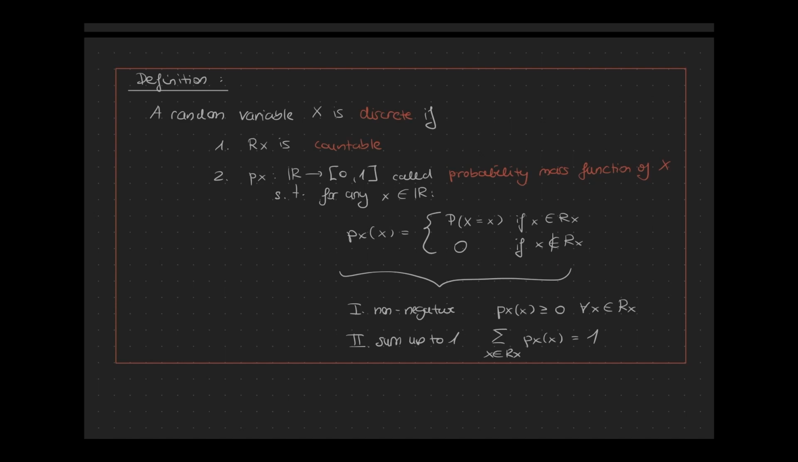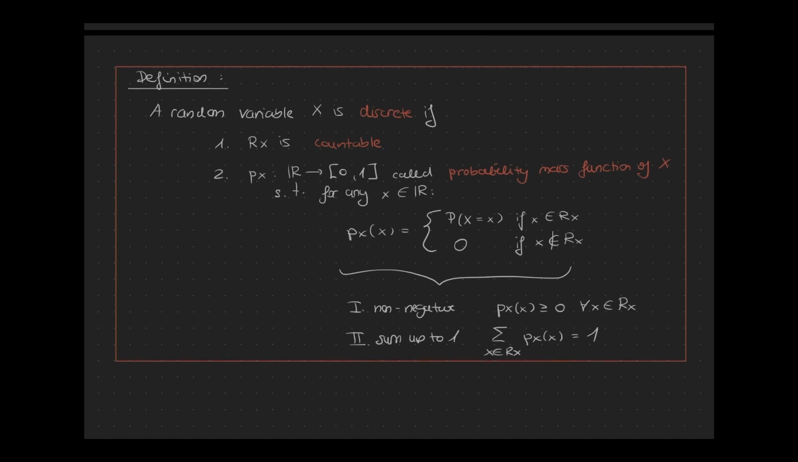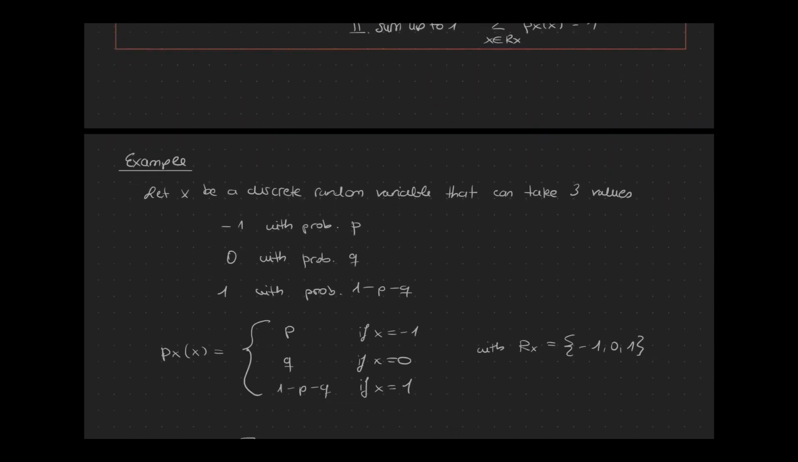And we can even go further and show that any function that fulfills two properties can be regarded as a valid probability mass function. The first characteristic is that it has to be non-negative. That means for every x in the support, the probability mass function has to be greater than or equal to 0. And the second characteristic is that it has to sum up to 1. So if we sum the probability mass function over all realizations in the support, it has to be equal to 1.